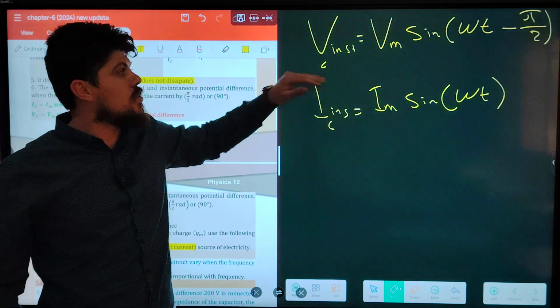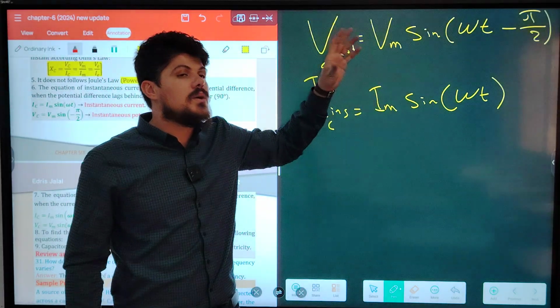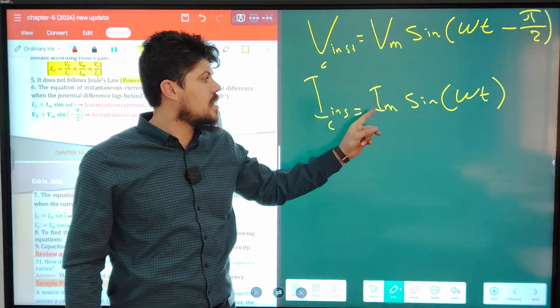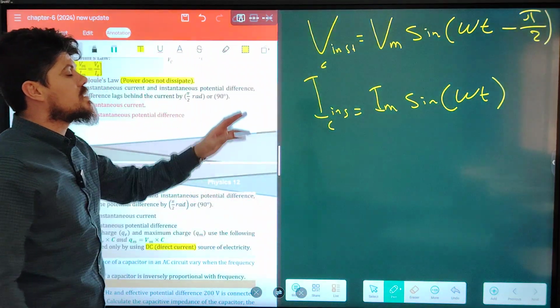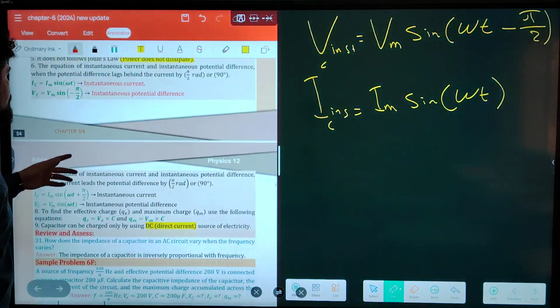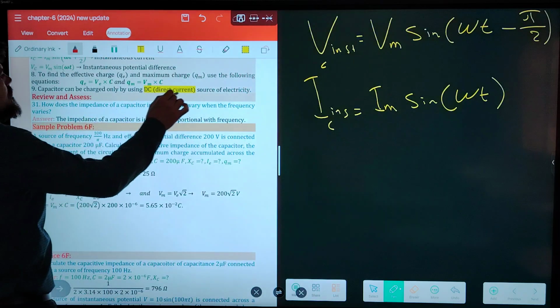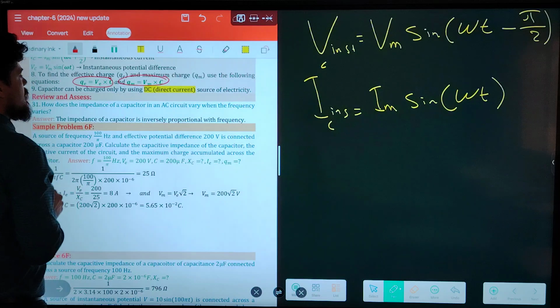But if the question says write the expression for instantaneous potential difference and current, when the current leads the potential difference, I instant becomes Im sin(ωt + π/2), and V instant is equal to Vm sin(ωt). Okay? Both are correct. To find maximum charge or effective charge, use this relation. Maximum charge, use this one.